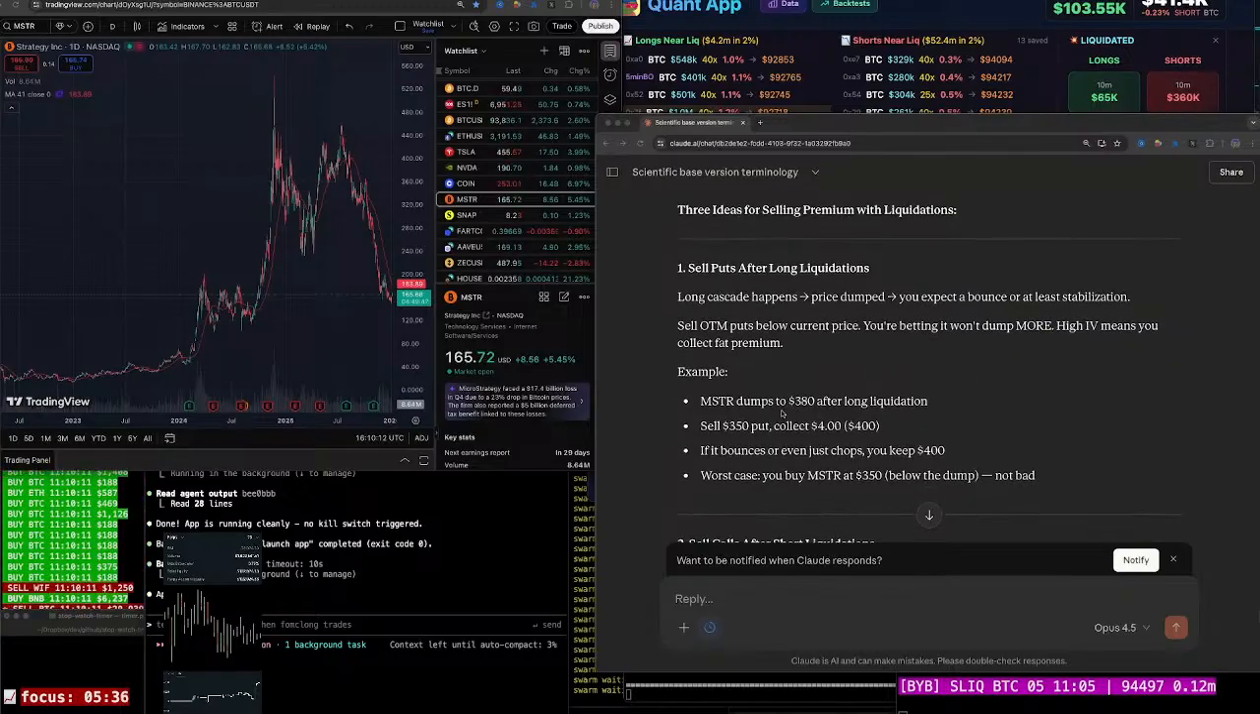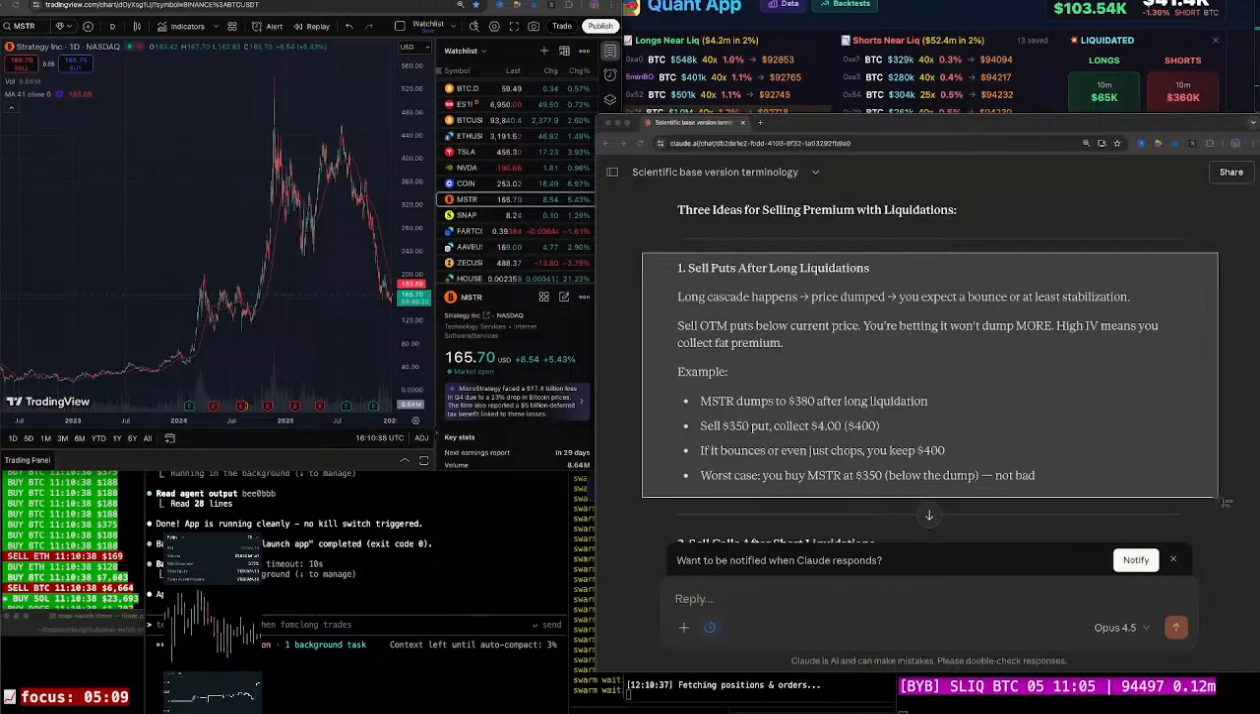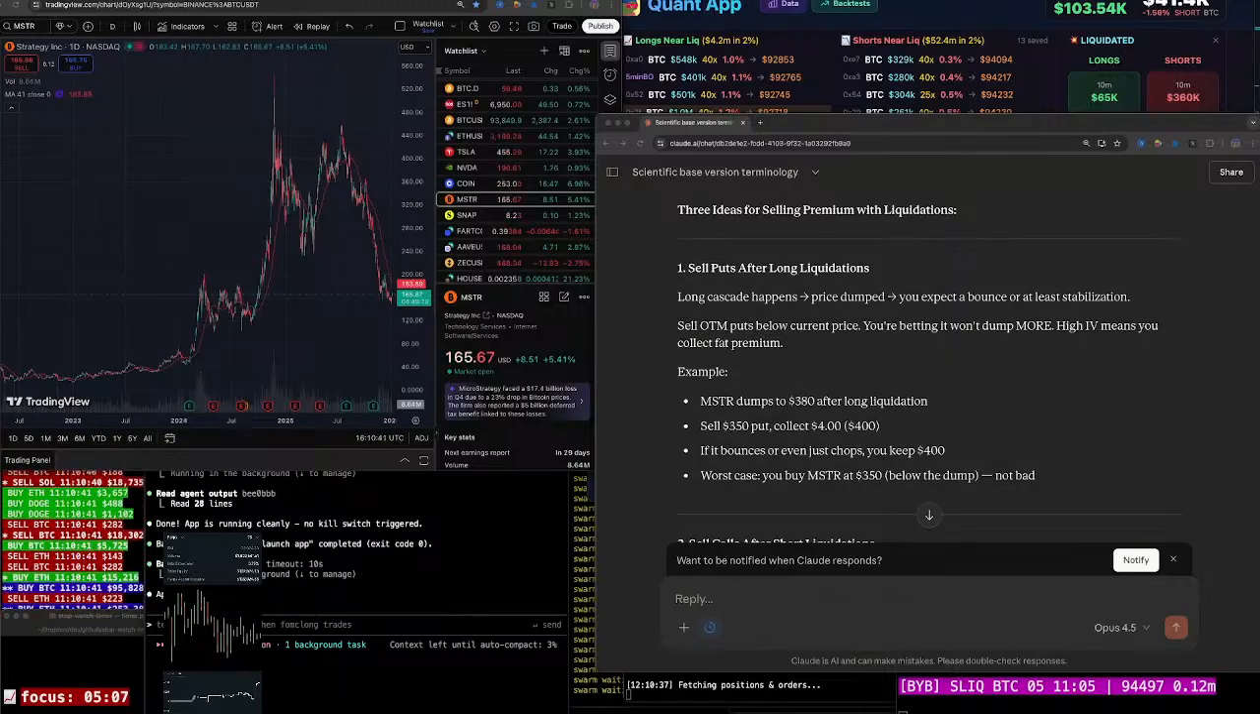Okay. MSTR dumps to 380 after a long liquidation. You sell the 350 put and collect $400. If it bounces or even just chops, you keep the $400. I like this. Selling puts strategies, because if IV is the thing that matters, and that's how we all get smoked, then I want to be on the other side, because I'm trying to take every dollar. If you're trading against me, dude, I want to take every single dollar out of your pocket. Let's get it, dude. Let's compete.